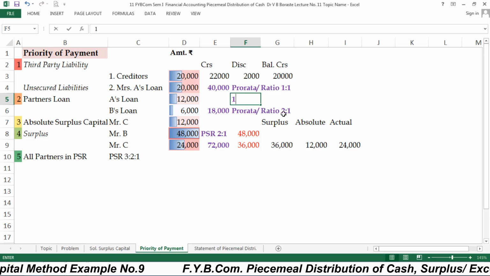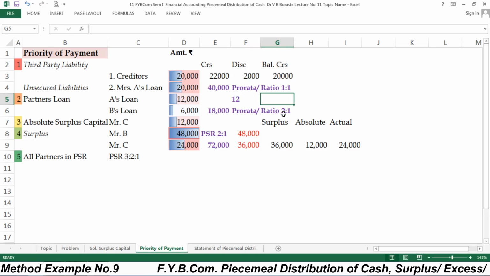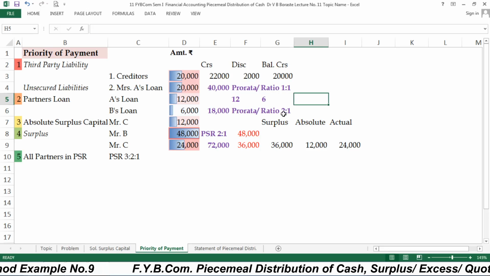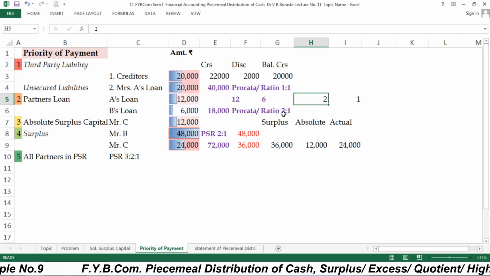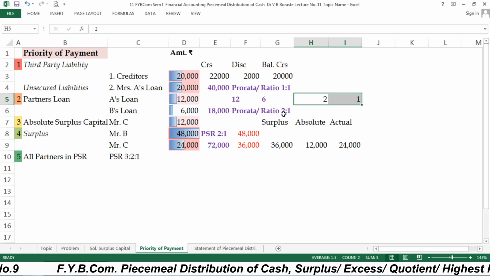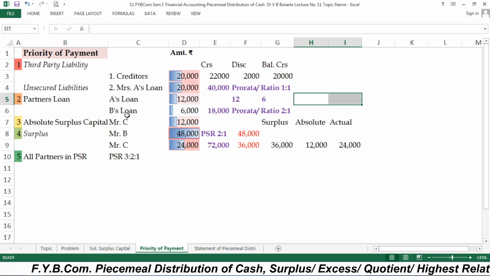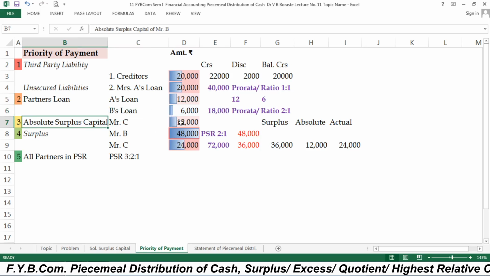Here you can see 12:6. So it will be reduced. 6 ones are 6 and 6 twos are 12. So the ratio will be 2:1.